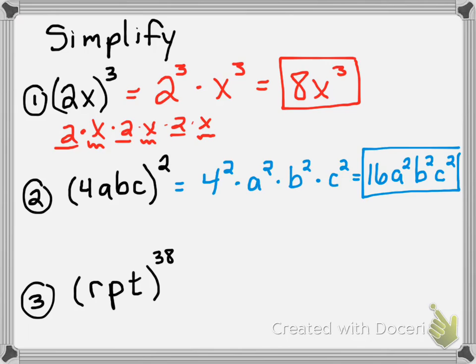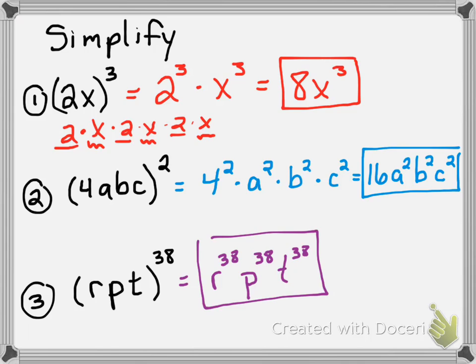Now, number 3 is even easier. It may look complicated because it has a very large exponent, but these are all variables. So when I give everything the exponent, I get r to the 38th power times p to the 38th power times t to the 38th power. And in this case, since there's no numbers, there's nothing to simplify, I'm done. That's my answer. Okay, so that's the power of a product rule.